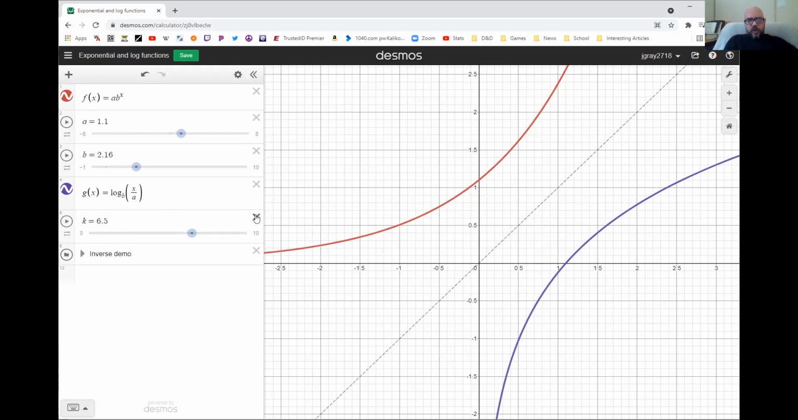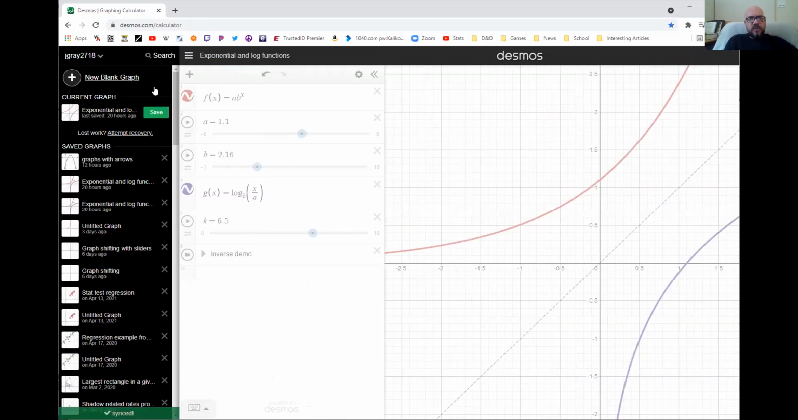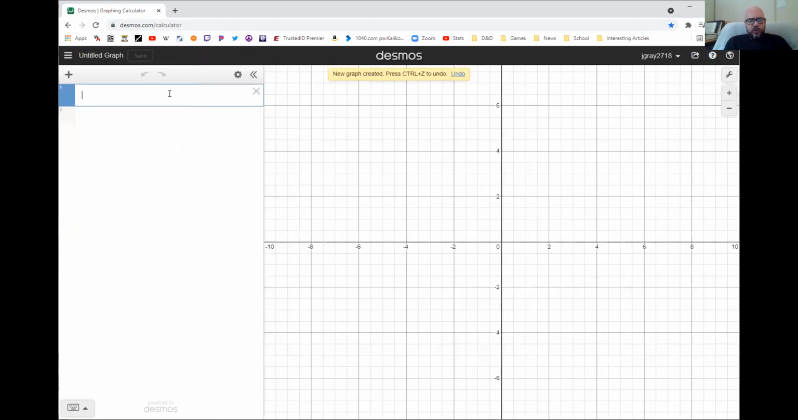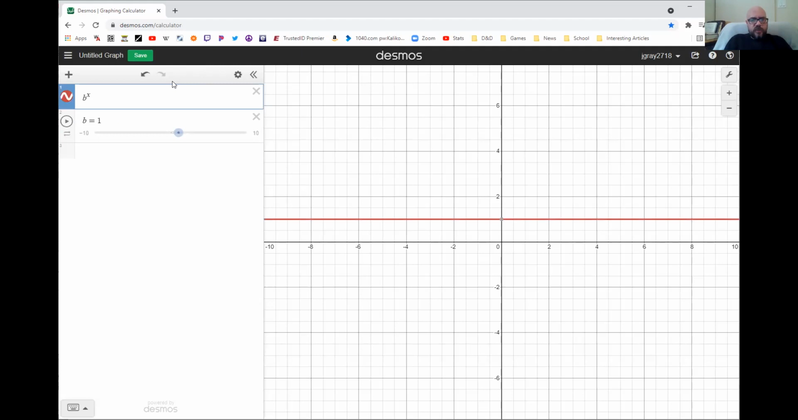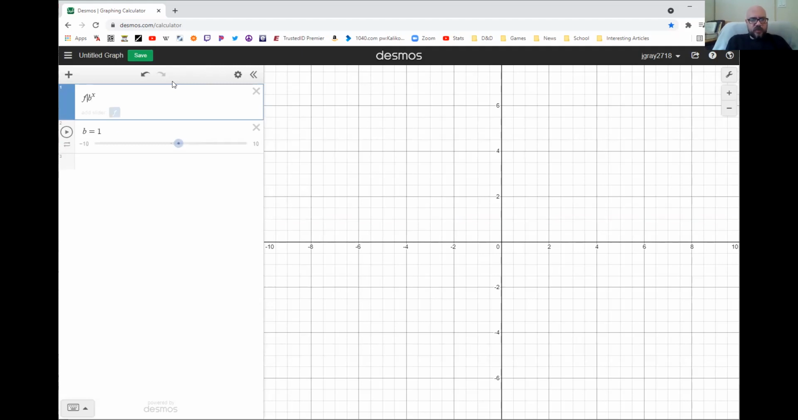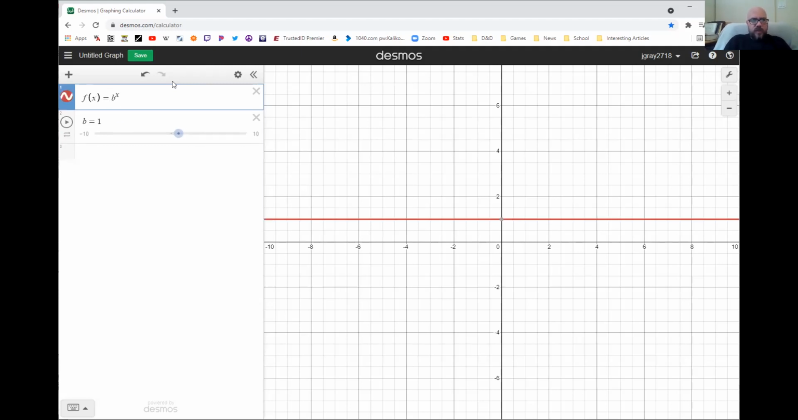So here what I've got is a b to the x and then log base b of x over a. In fact, you know what? I'm gonna make a new one here. Let's do b to the x. So we're gonna add that slider b. We're gonna say this is gonna be called f of x. F of x equals b to the x. There we go. There's my function.